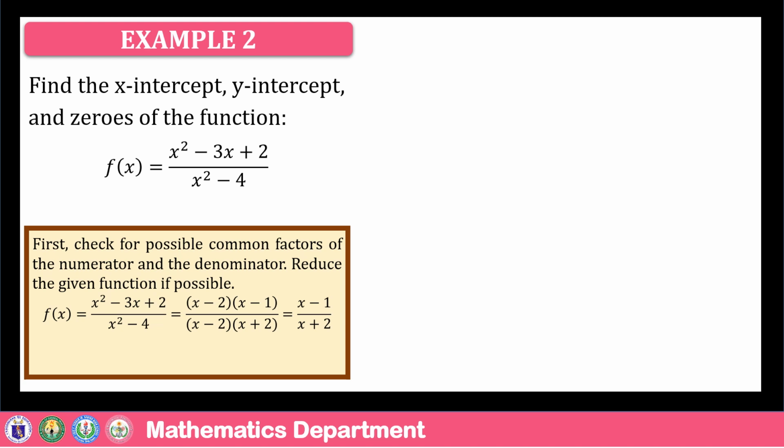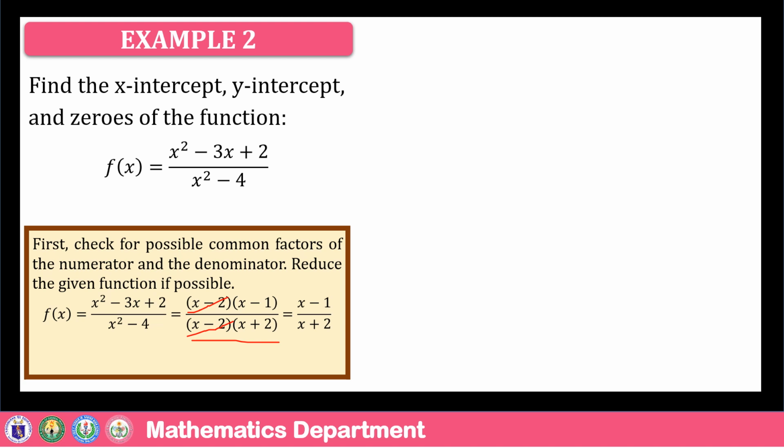So, given na meron tayong numerator na x squared minus 3x plus 2, ito ay may mga factors na (x minus 2) times (x minus 1). At ang atin namang denominator na x squared minus 4, meron itong mga factors na (x minus 2) times (x plus 2). Kung makikita natin sa ating factored form dito, meron tayong common factor which is yung x minus 2. So, ang gagawin lang natin is i-cancel out natin yung x minus 2. So, ang matitira na lang sa ating numerator ay yung x minus 1 at sa ating namang denominator ay yung x plus 2.